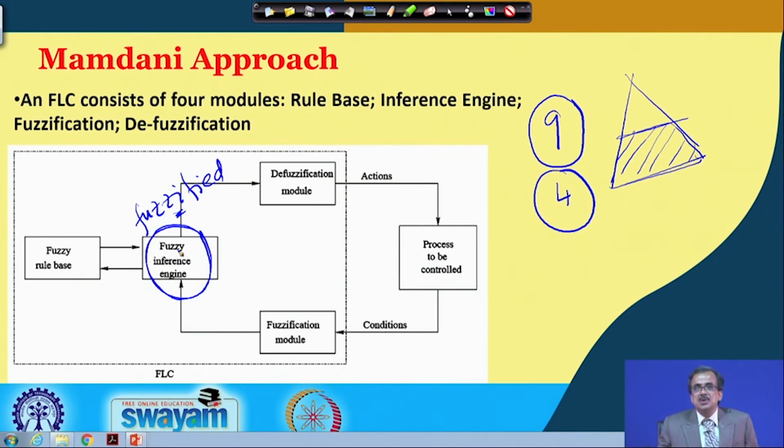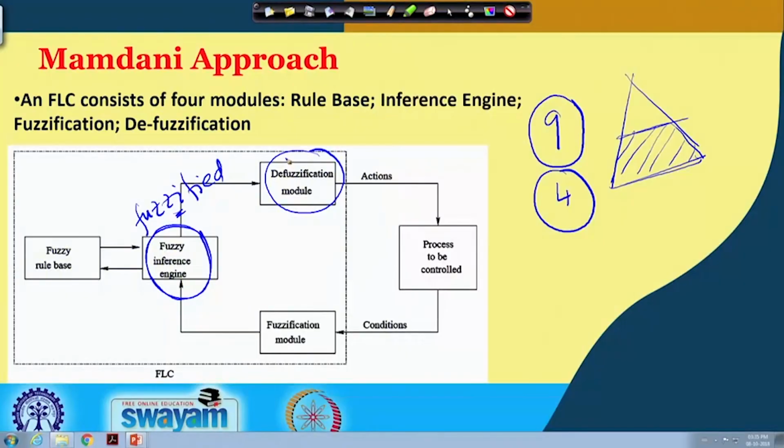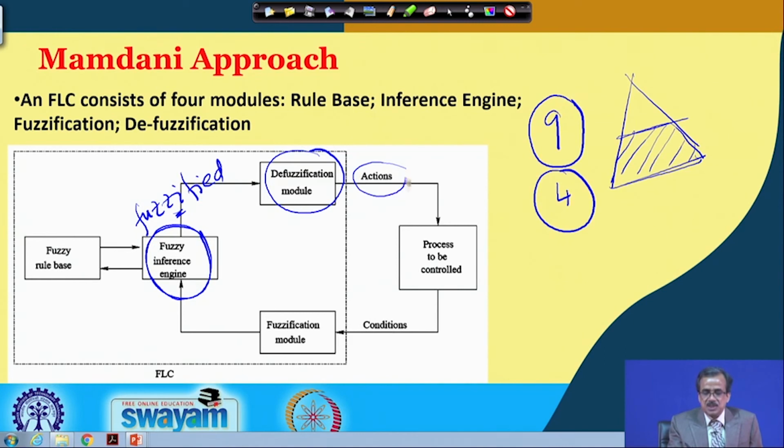But here there is no such crisp value. So, what I need is a crisp value corresponding to this particular area, and how to find that crisp value. To find out the crisp value from this fuzzified area, we take the help of some defuzzification module. A few defuzzification methods are available in the literature, and we will be discussing all such things in much more detail with the help of some numerical examples. And once you have got the crisp output, that is nothing but the action to be taken.